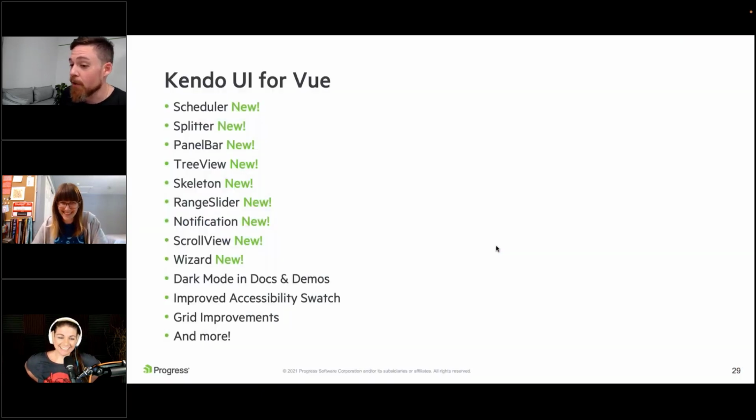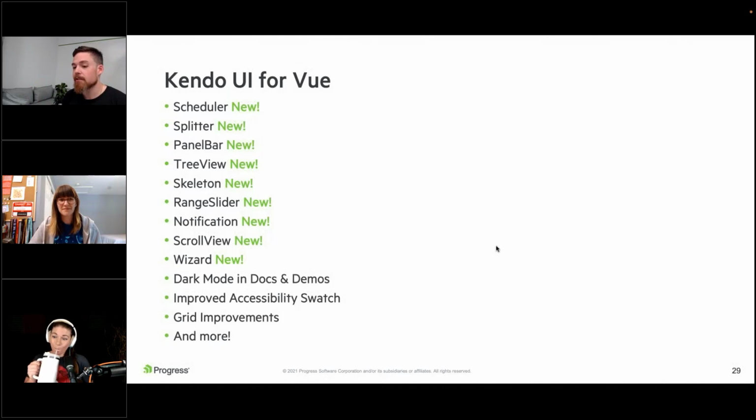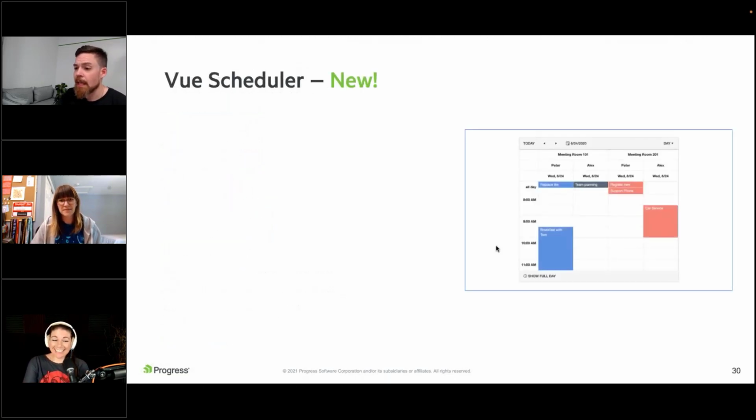So Kendo UI for Vue, as we mentioned, got 9 new components, and that includes the scheduler, the splitter, panel bar, tree view, skeleton, range slider, notification, scroll view, and a wizard component. Alongside that, we got the dark mode and docs and demos, the improved accessibility swatch, some grid improvements, and more. So there's even more than what I have time to cover here today.